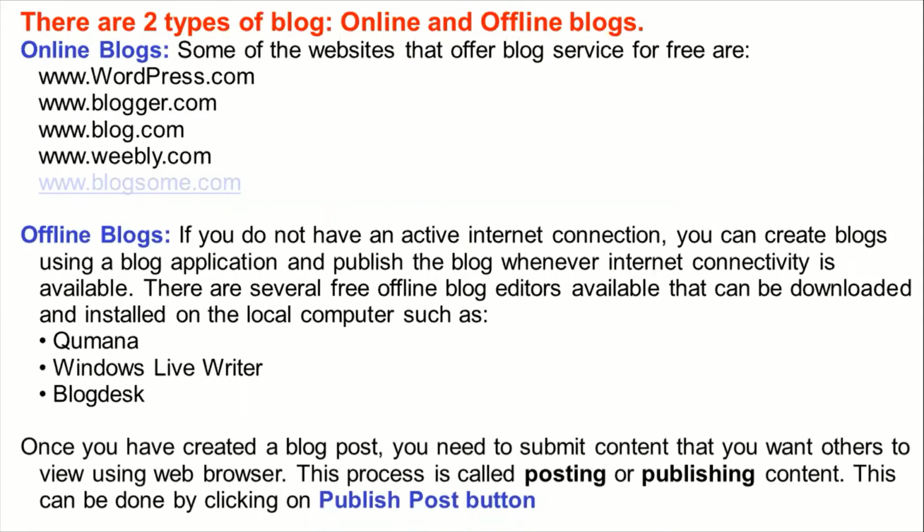Once you have created a blog post, an article on the blog, you have to submit the content so that others can view your blog on the web browser. This process is called posting or publishing content. This can be done by clicking on the publish post button. So you have to publish your content so that others can view it through the internet.